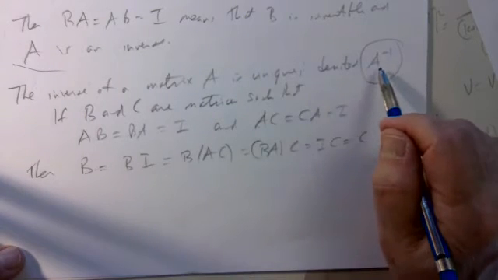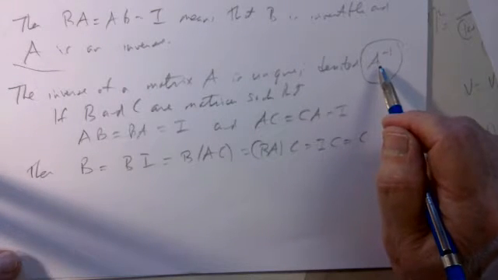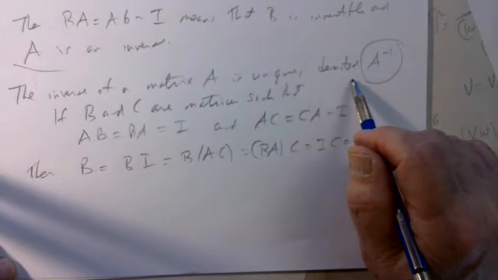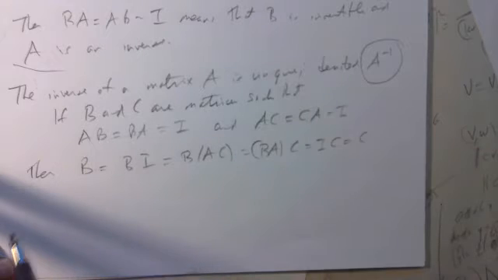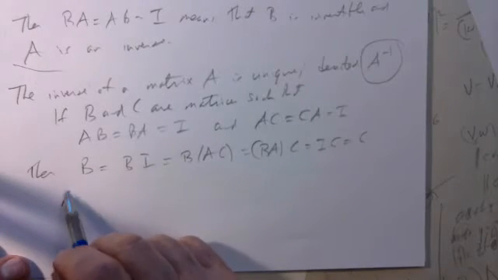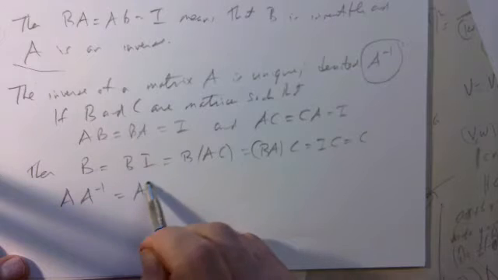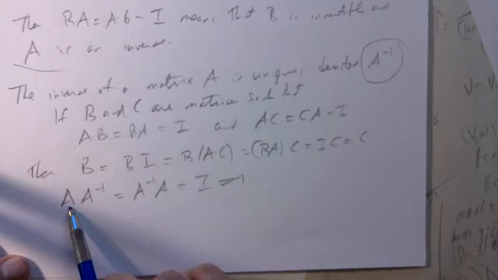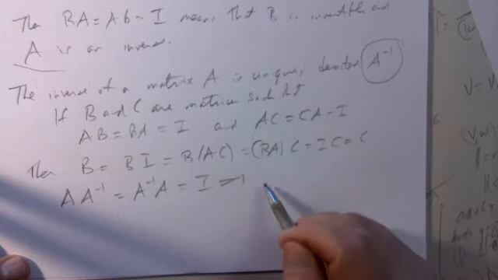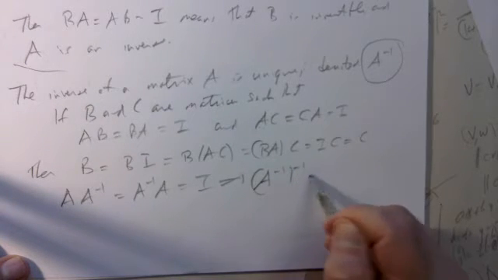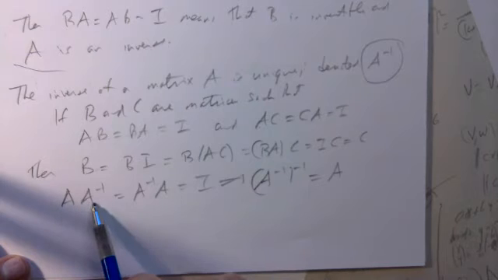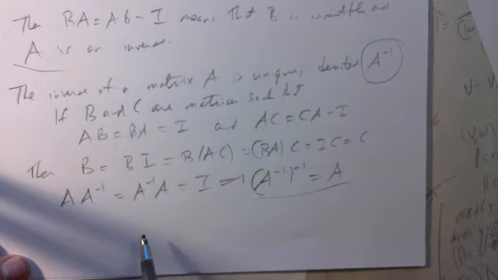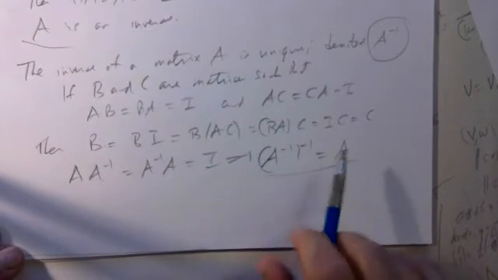So this doesn't mean 1 over A. It doesn't make any sense. This means the inverse of the matrix A. So if A inverse A is the identity, that means on the one hand, A inverse is the inverse of A. But it also says that the inverse of A inverse is A, because A times A inverse and A inverse times A is the identity. So if you read this equation correctly, you've proven this.